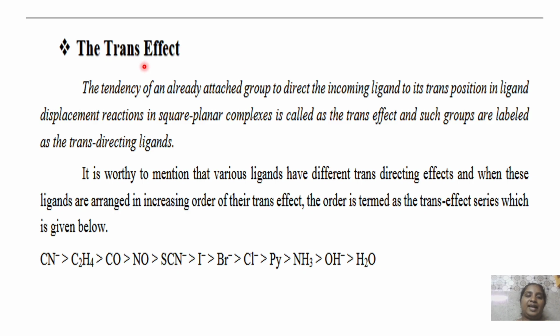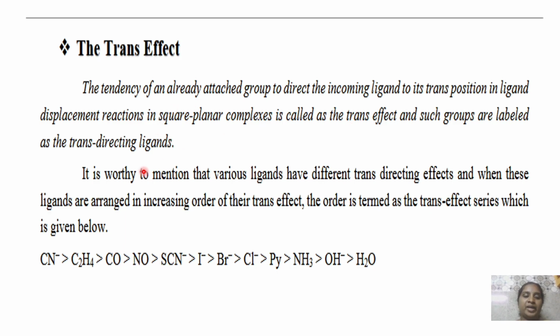Then we discuss the trans effect. What is the trans effect? The trans effect is the tendency of an already attached group to direct the incoming ligand to its trans position in a ligand displacement reaction. The group present in the metal complex directs where the incoming ligand should be placed. If it is trans in position, we call that the trans effect. This takes place in complexes which are square planar in nature.